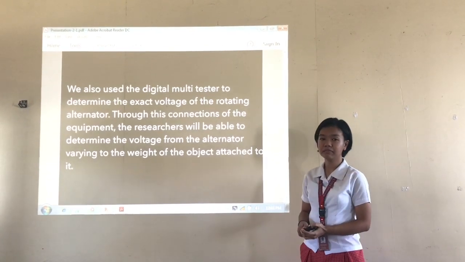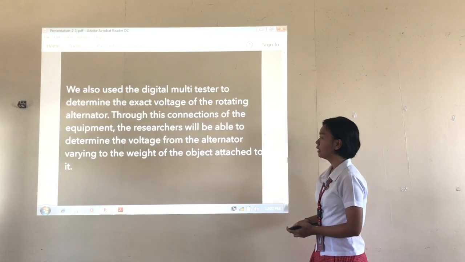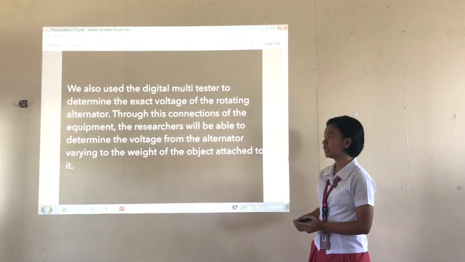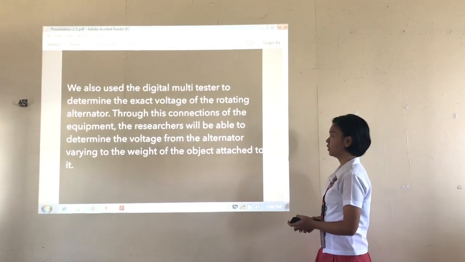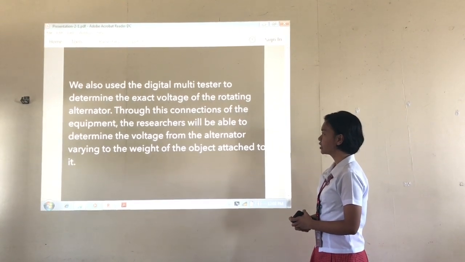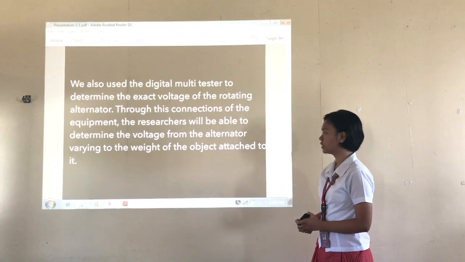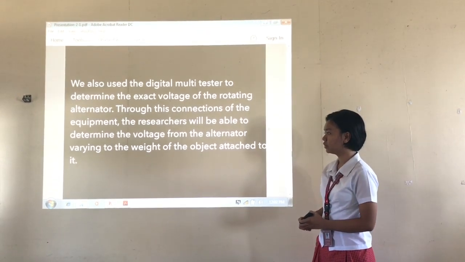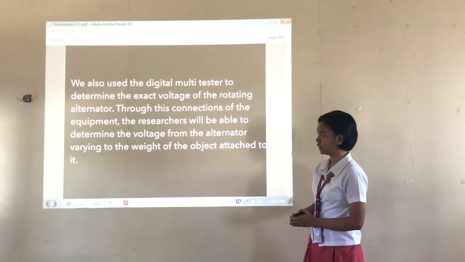Then we used a digital multitester to determine the voltage as the alternator rotates. Through these connections of the equipment, the researchers will be able to determine the voltage from the alternator varying with the weight of the object attached to it.